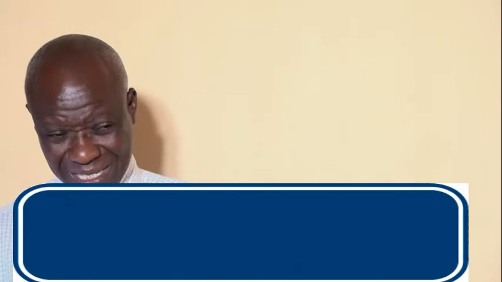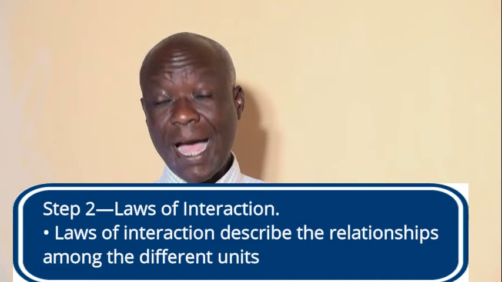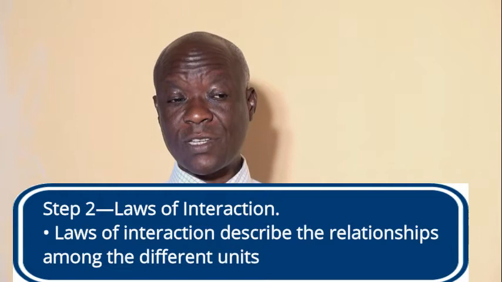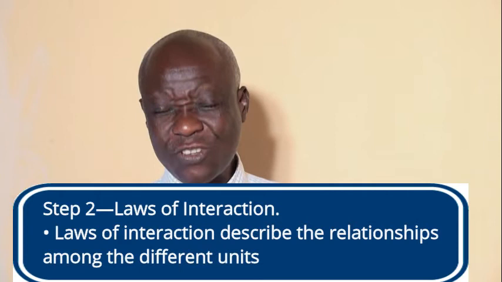Step number two is laws of interaction. Again, this is a step in the eight steps articulated by Dubin. Now, the laws of interaction, ladies and gentlemen, describe the relationships among the different units. Remember, in step number one, you identify and define those units, and those units are concepts. Now, when you go to step number two, laws of interaction, we want to understand how these concepts relate to one another to form that particular theory.